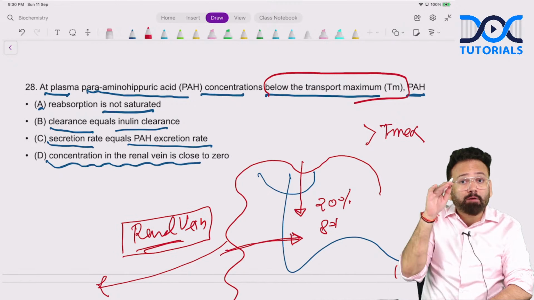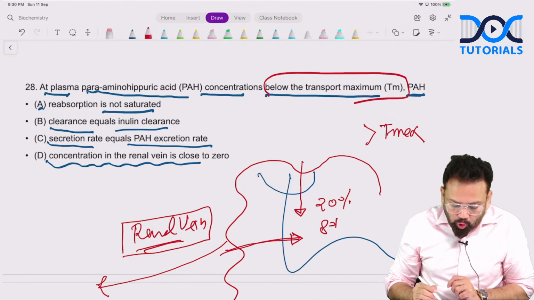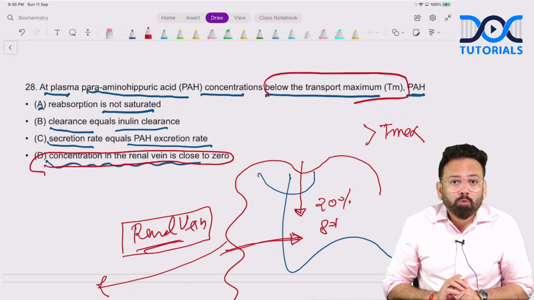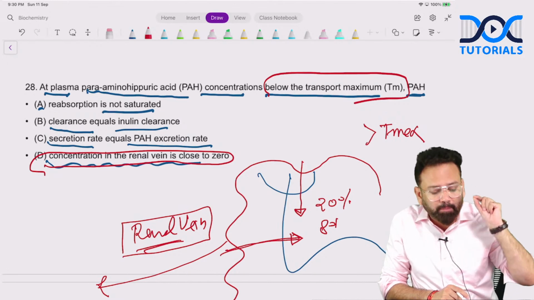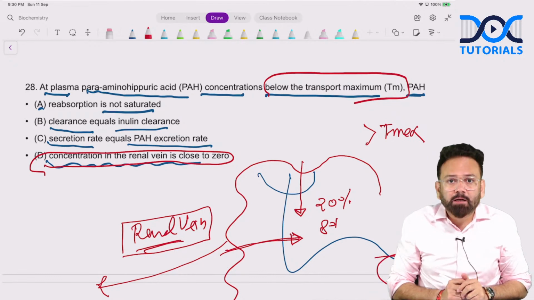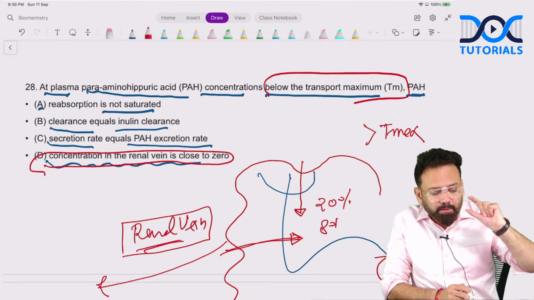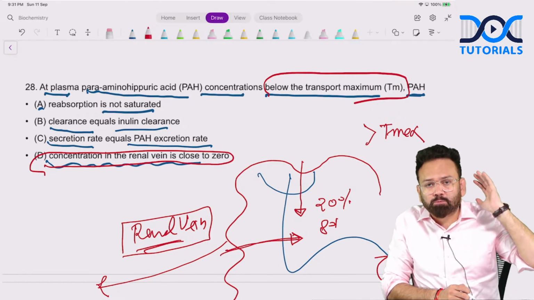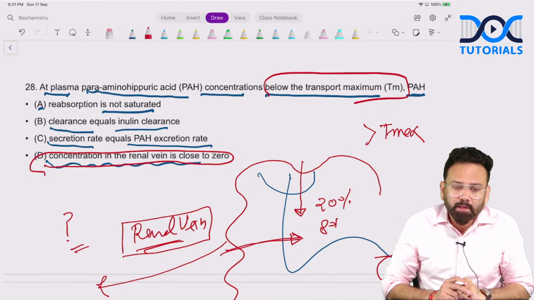So here you are giving below the T max, below transport maximum. So the concentration in the renal vein will be close to 0, because the amount you are using is appropriate. It is below transport maximum, so nothing will go in the renal vein. All will be secreted, excreted and cleared in the urine. But if you use a concentration of para amino hippuric acid more than transport maximum, some amount will start getting into the renal vein. Am I clear till now?